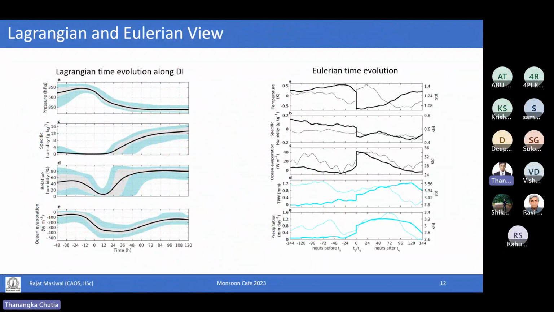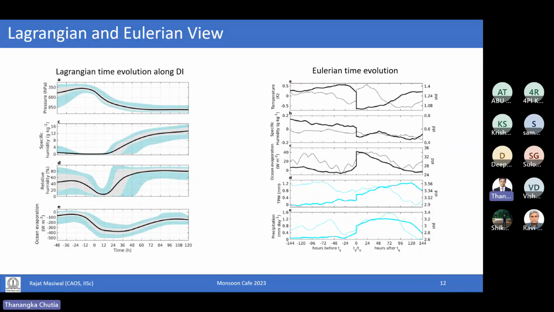Now, they have also done a study of the Lagrangian time evolution along the DI. So in that, we will sit on top of a dry intrusion event, and as it glides down, we will track the properties of that dry intrusion event. And they have also done an Eulerian time evolution where you are looking at a box. So when you look at temperature, specific humidity, and ocean evaporation, you are looking at the central Indian Ocean box. Whereas when you are looking at total precipitable water or precipitation, you are looking at the Indian region.